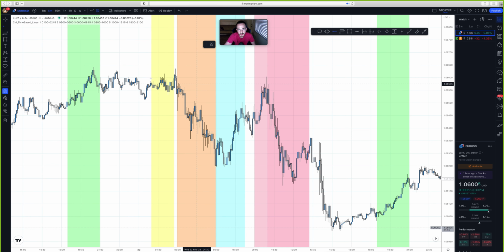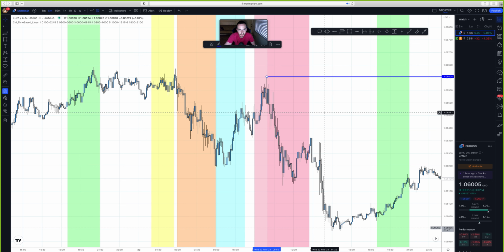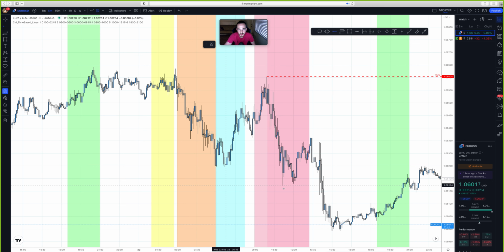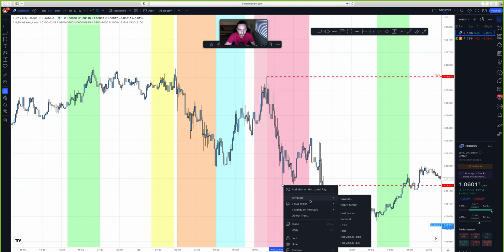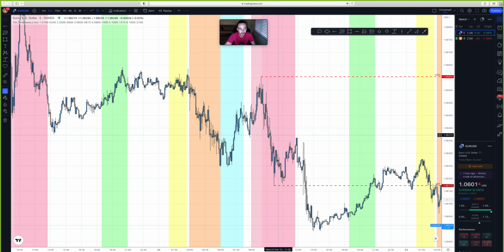Notice this is not the high of day right here. It looks like it, but it's not. This is the high of day right here because it is in a session. So this is our high of day right here, and then this is going to be our low of day down here, the lowest point. And now we've got to draw our previous high and previous low of day.